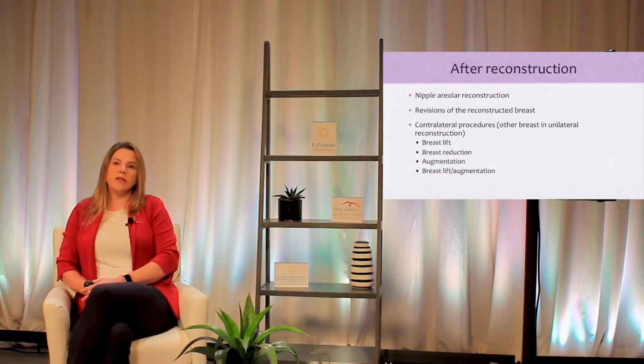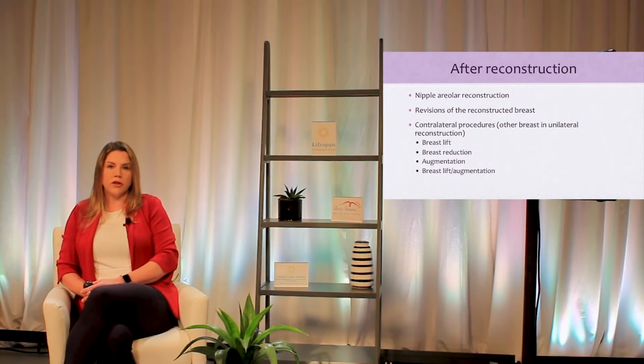After reconstruction has been done, there are also a number of procedures afterward. There could be nipple areolar reconstruction. Often patients will need revisions of that reconstructed breast. Additionally, contralateral procedures, which means reconstruction of the opposite breast when somebody has elected to have unilateral reconstruction, meaning one-sided reconstruction. We can do procedures on the other breast to try to bring that patient into better symmetry. And that can involve a breast reduction, a breast lift, breast augmentation, or a combination of a breast augmentation and a lift.